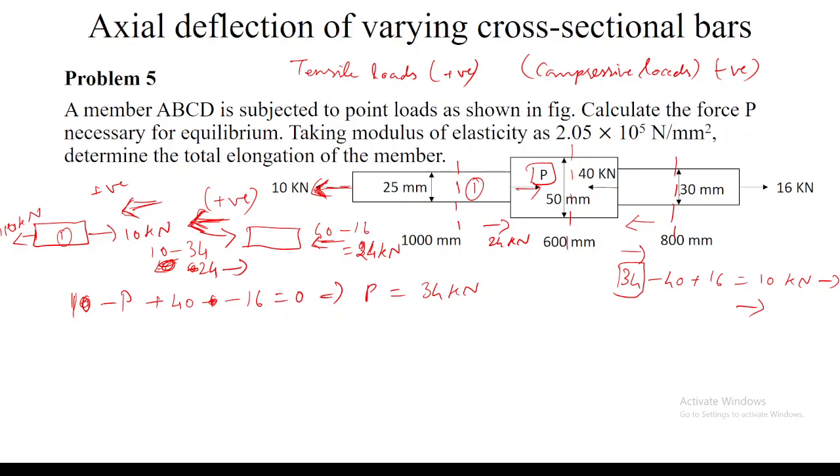Then for this third member, again I draw a free body diagram. 10 kilonewton is acting towards this side, and 34 is acting towards this side, right? So the effective force will be 24 acting towards this side, and then I have 40 kilonewton acting towards the left side. So 24 minus 40 is 16 kilonewtons acting towards the left side. On this side it is only one load, so 16 kilonewtons towards the right side. Is this clear?